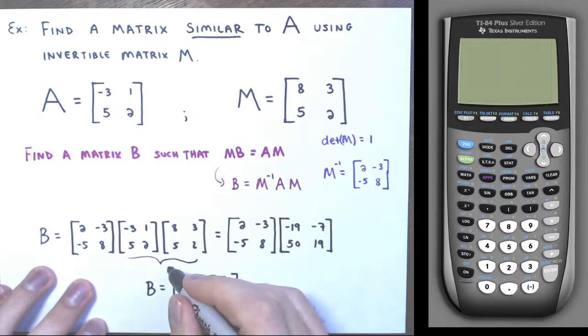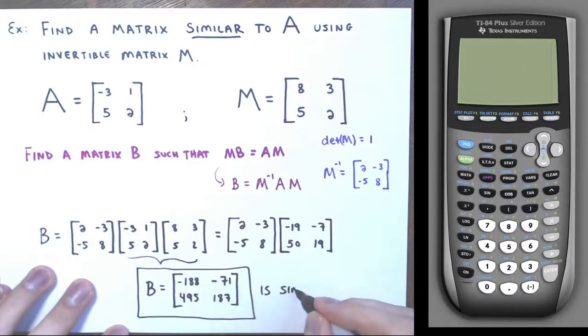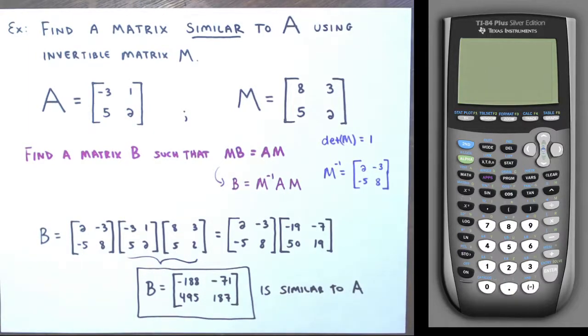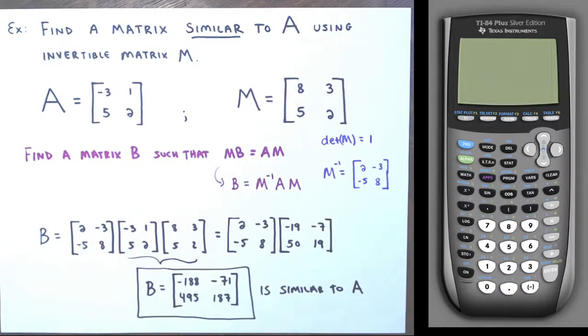Okay, this matrix is similar to matrix A, right? Because if you took M times B, you would get the same thing as A times M. And you can double check that for yourself. But like I said, that's not the only similar matrix to A. Every matrix except for the zero matrix and the identity matrix has infinitely many matrices that are similar to it.